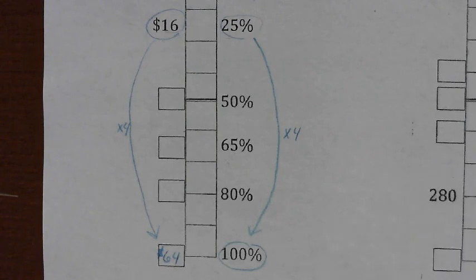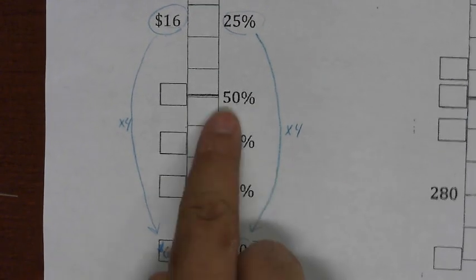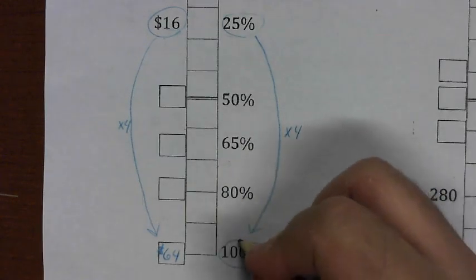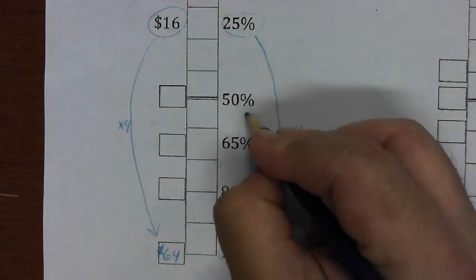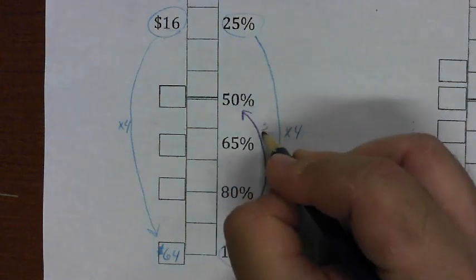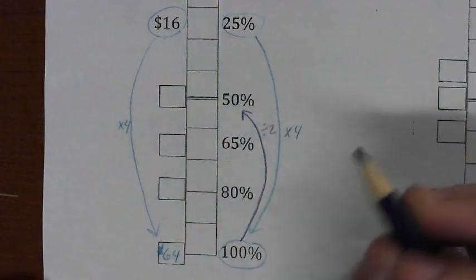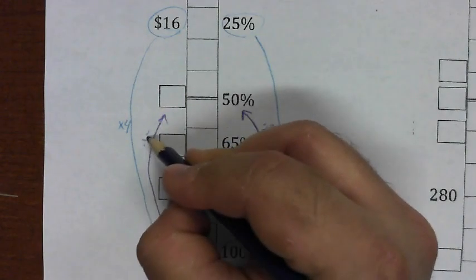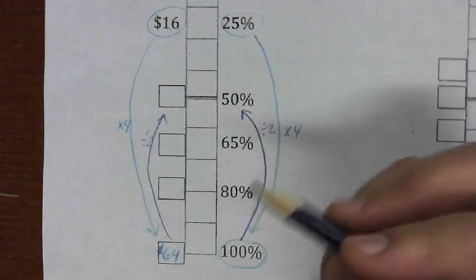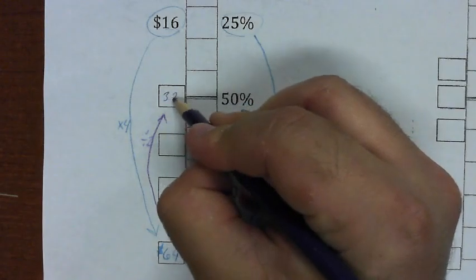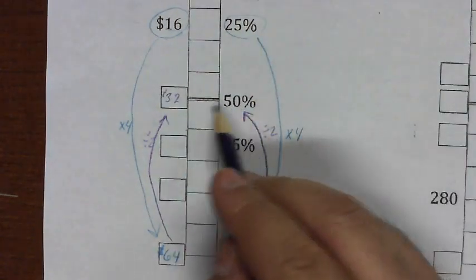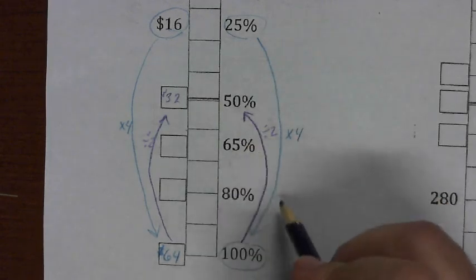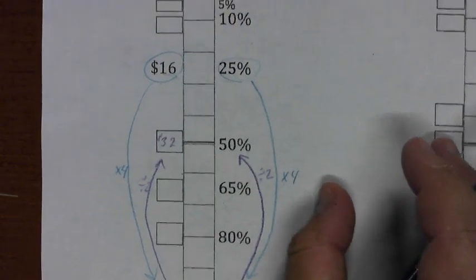Okay? Now, since we know 100%, we can figure out 50%, because 50% is just going to be taking 100 and dividing it by 2. So if I take $64 and do the same thing, I divide it by 2, half of 64 is going to give me $32. So now I know that 50% is $32. All we're doing is finding those relationships that connect each other to give us the missing parts.